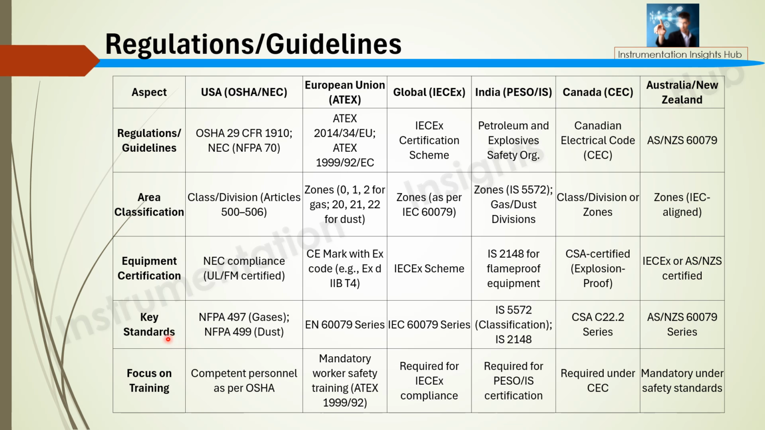All right. So key standards under the various continents: NFPA 497 and 499. 497 is for gases and 499 is for dust. Likewise, EN 60079, IEC 60079, and Indian Standards IS 5572 and IS 2148. IS 5572 is for classification and IS 2148 is for flameproof equipment, CSA, and likewise.